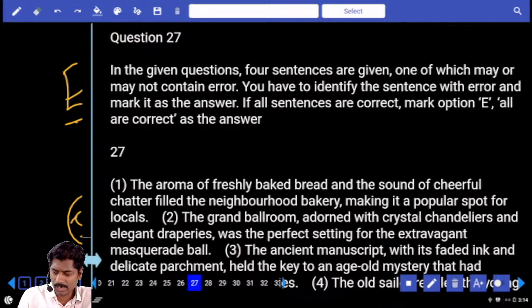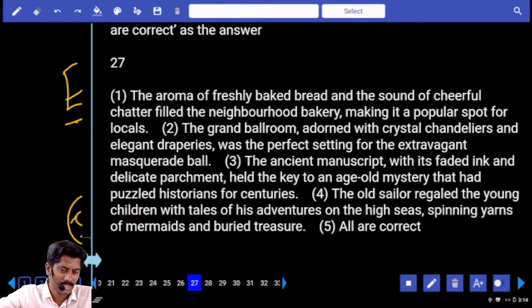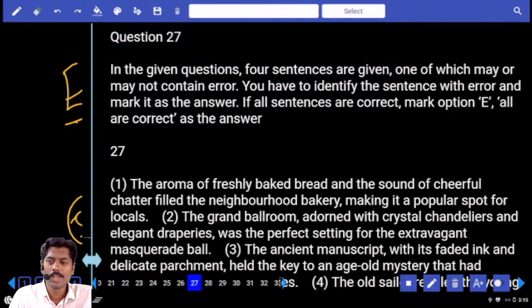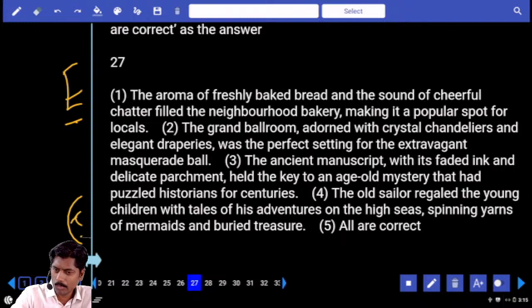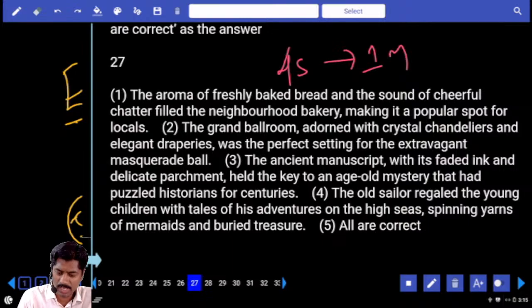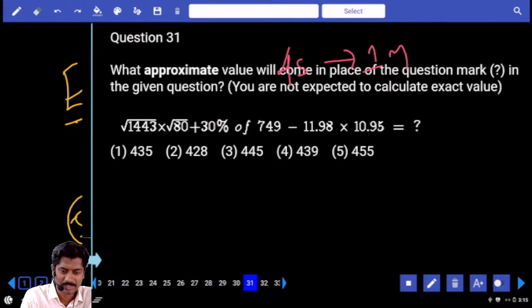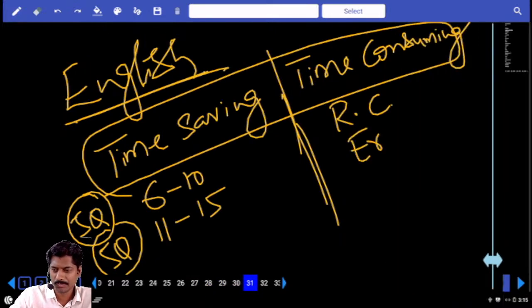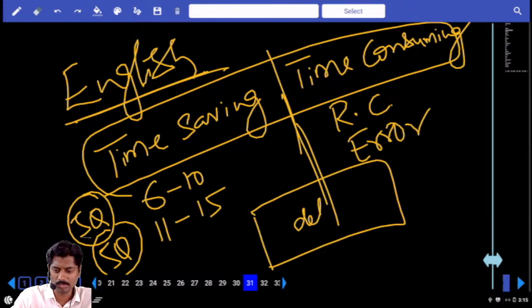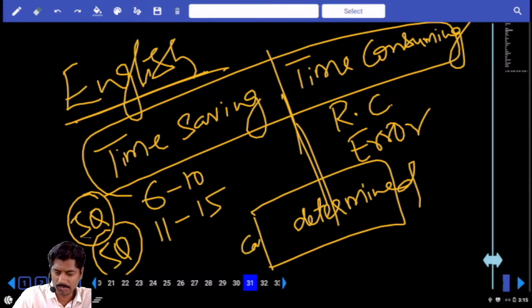And today's error location is not a regular error location. This is called multiple errors, meaning they have given 4 sentences. We need to find out which sentence is grammatically wrong. So we need to read 4 sentences in order to get 1 mark. So is this time saving or time consuming? Time consuming. And the first section cannot be determined for now. What is the first section?